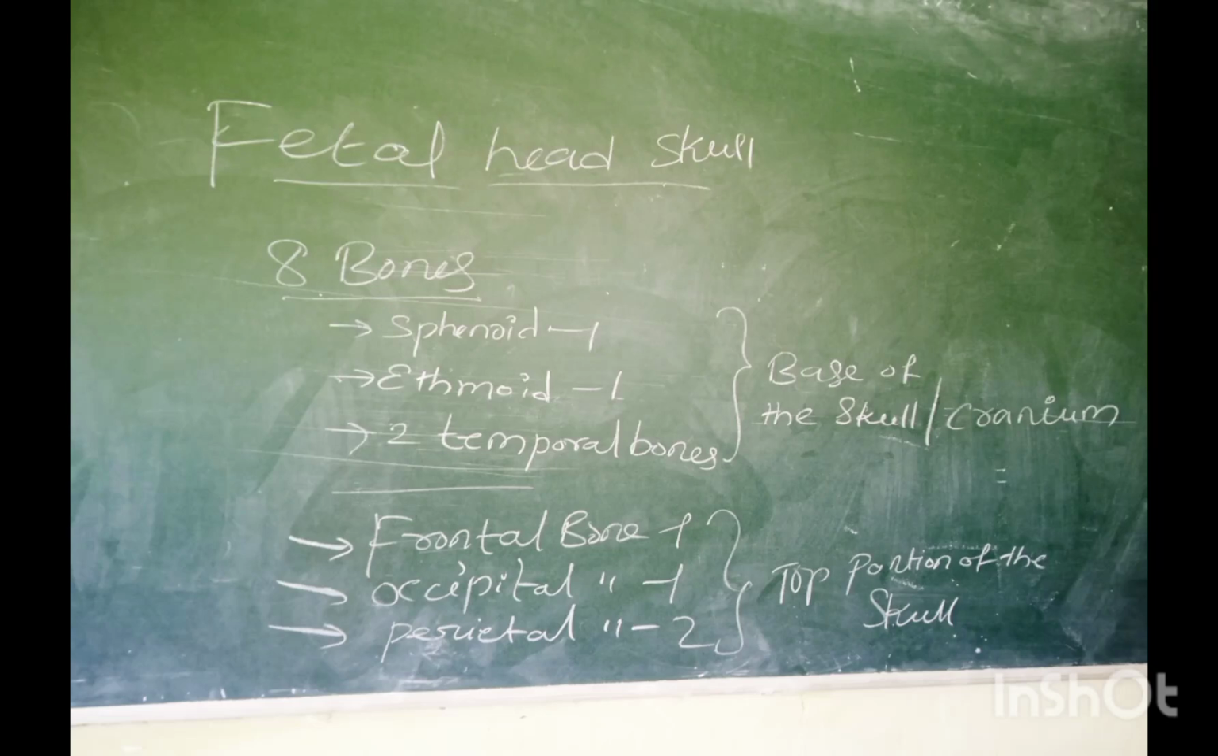Today we will discuss the fetal head skull. The fetal head or skull, which we can also call the cranium, is formed by 8 bones. One sphenoid bone, one ethmoid, and 2 temporal bones together form the base of the skull.